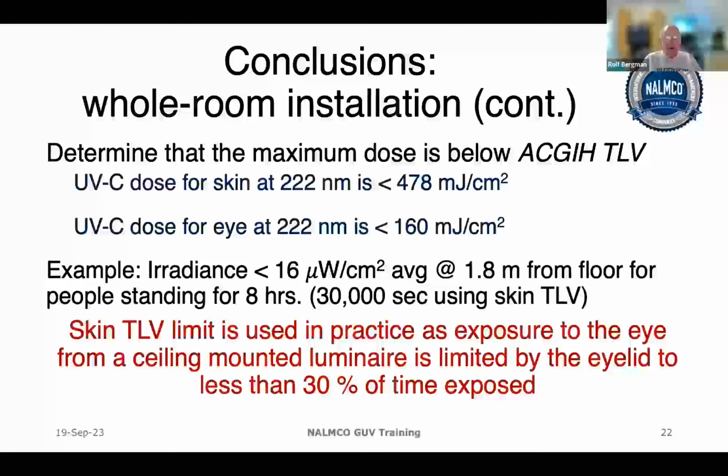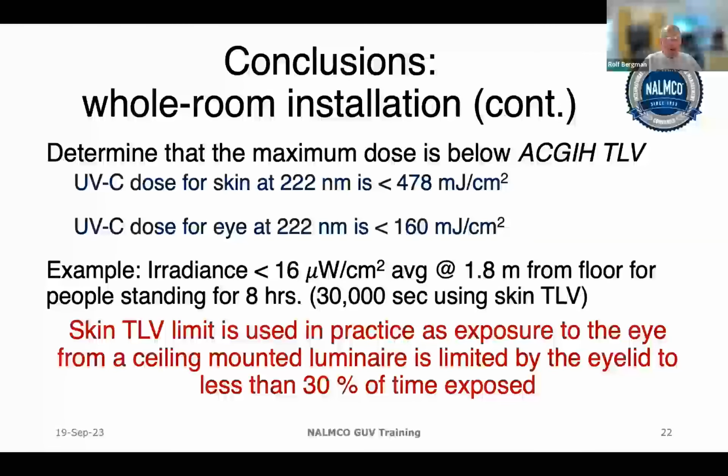So let me reiterate that last bit. We want to determine that the maximum dose is below the TLV, which is put out by a group called ACGIH, the American Conference of Governmental Industrial Hygienists. The dose at 222 nanometers, which is the eczema peak we talked about for skin, is 478 millijoules, and for the eye, it's 160. So notice that they're almost exactly a factor of 3 apart. The skin can tolerate 3 times higher dose or exposure level.